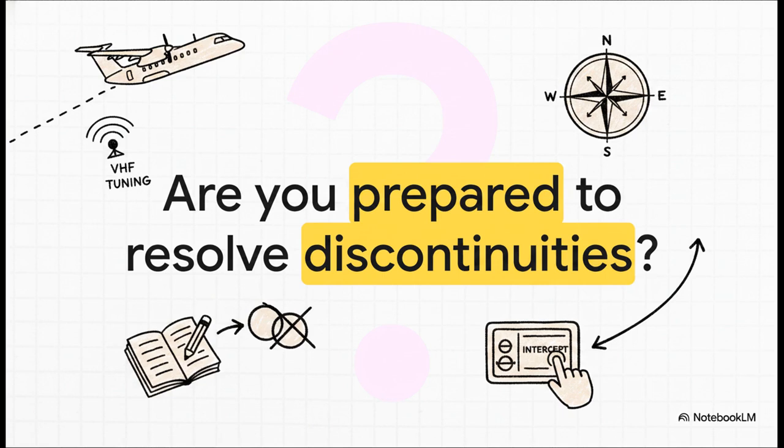Which brings us to our final and frankly most vital question. Are you prepared to resolve all FMS discontinuities and ensure the computer actually matches your intended flight path? Because here's the ultimate takeaway from this explainer. The Q400 FMS is incredibly powerful. It automates arming at 30 miles, it tunes your VHF, it guides your lateral track. But guys, it's not a set-it-and-forget-it tool.